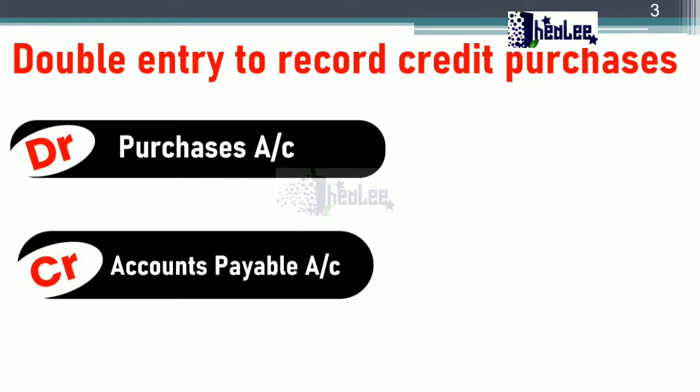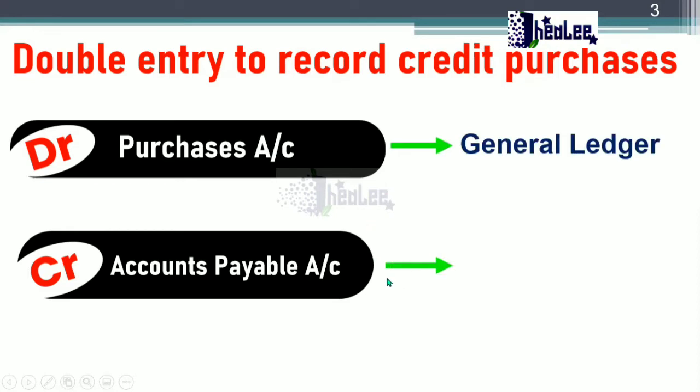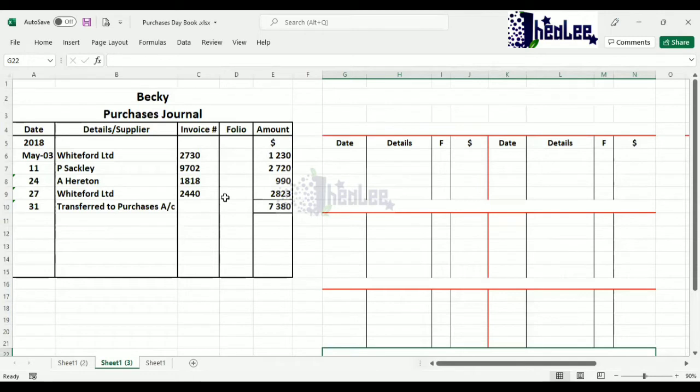Now, the objective for this lesson is to record postings from the purchases journal to the respective ledgers. We now need to determine which ledger we're going to post the purchases account to, and which ledger we're going to put the accounts payable accounts in. The purchases account is found in the general ledger, while the accounts payable accounts are found in the purchases ledger. So we're going to move over now to do the posting from the purchases journal to the respective ledgers.